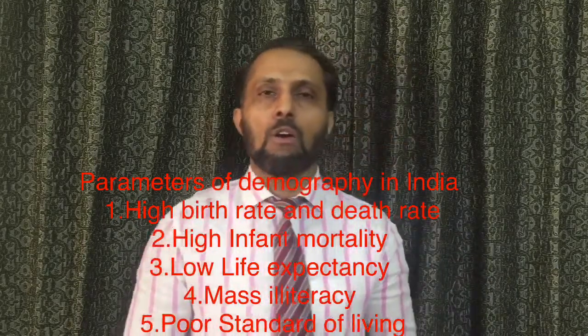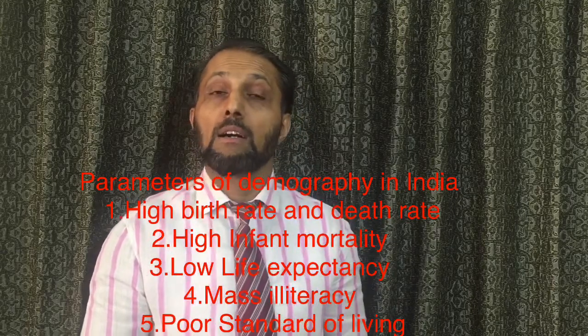What was the nature of these parameters during the British period? First one, birth rate and death rate. As you know, we were in the first stage of demographic transition. High birth rate and high death rate were noticed.